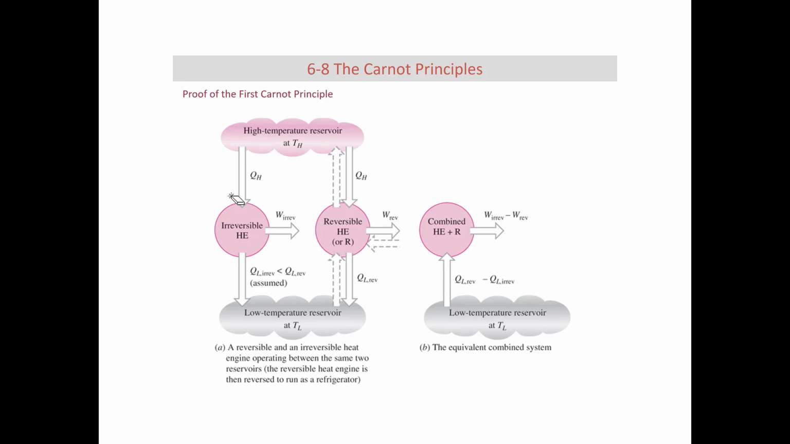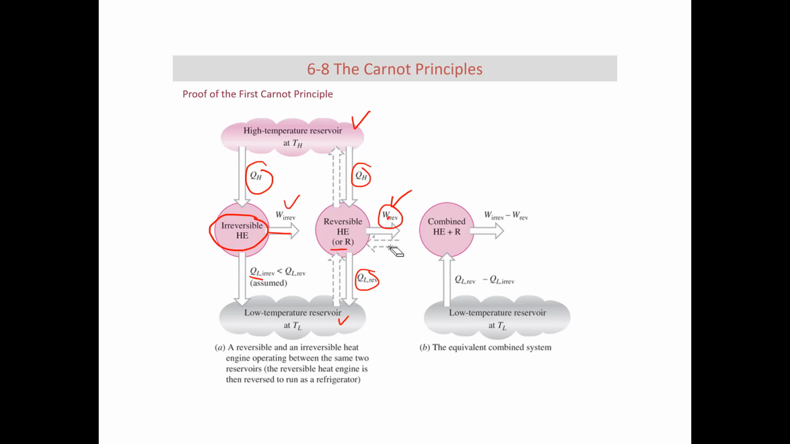So here's an example of a proof. We have here a high temperature reservoir, a low temperature reservoir, an irreversible heat engine taking in heat QH, rejecting heat QL, and producing a net amount of irreversible work. Here is a reversible heat engine taking in heat, rejecting heat, and producing a certain amount of reversible work. This reversible work would be higher than that work.